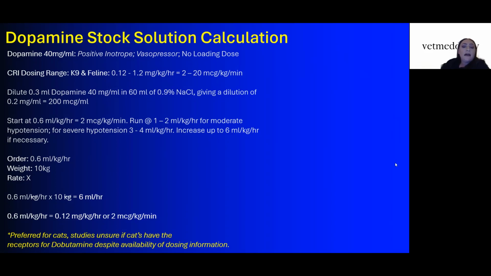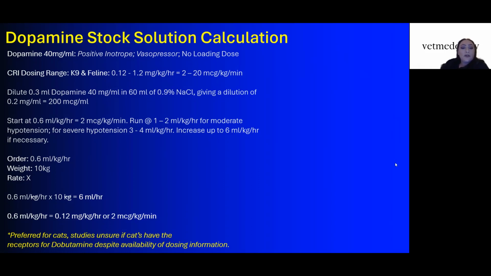The way that we avoid mathing very much with these stock solutions is that we're not calculating for that 2 mics per kg per minute. We're calculating for that 0.6 mL per kg per hour because all we have to do is multiply by the weight and we have our rate.